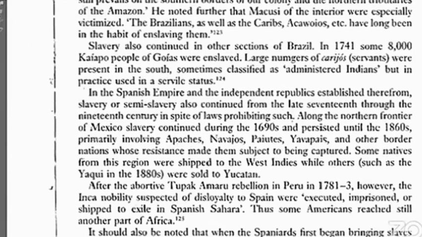Slavery also continued in other sections of Brazil. In 1741, some 8,000 Kai'apo people of Goiás were enslaved. Large numbers of carijos, servants, were present in the South, sometimes classified as administered Indians, but in practice used in servile status. Okay? These are Indians, not Africans.